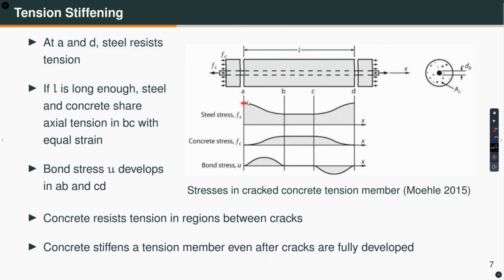As you can see, at A it is maximum because the steel is taking the entire tension, and then it reduces because the steel stress is transferred through bond to the concrete, and somewhere in the middle the concrete is carrying some tension. Therefore, in this region you will have some bond stress developing here and here. So, basically between two adjacent cracks, concrete is resisting some amount of tension.